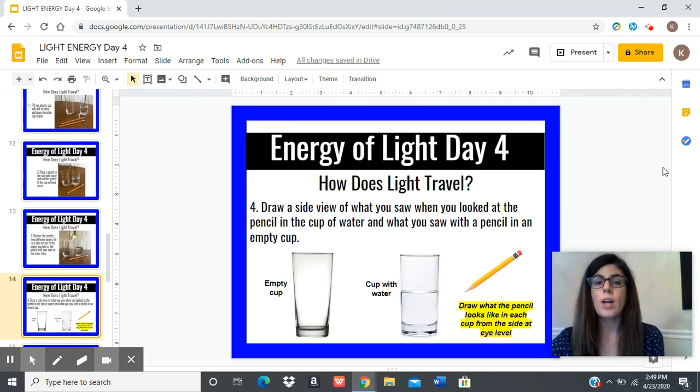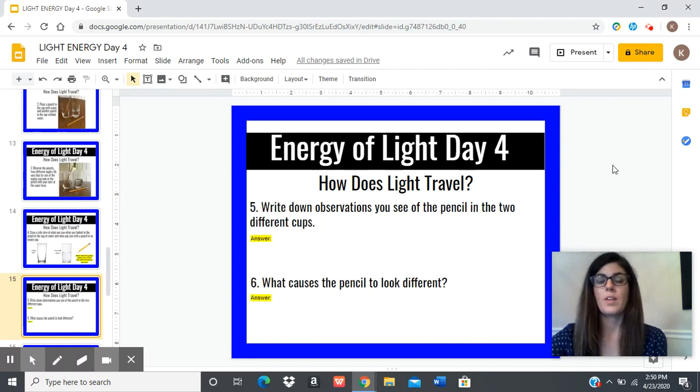Step 4, draw a side view of what you saw when you looked at the pencil in the cup of water and what you saw with a pencil and empty cup. So again, you're going to draw two cups, and then you're going to draw what the pencil looked like in each cup when you viewed it from eye level. For the next slide, number 5 says, write down observations you see of the pencil in the two different cups. So what you drew, you're now going to write in words for number 5.